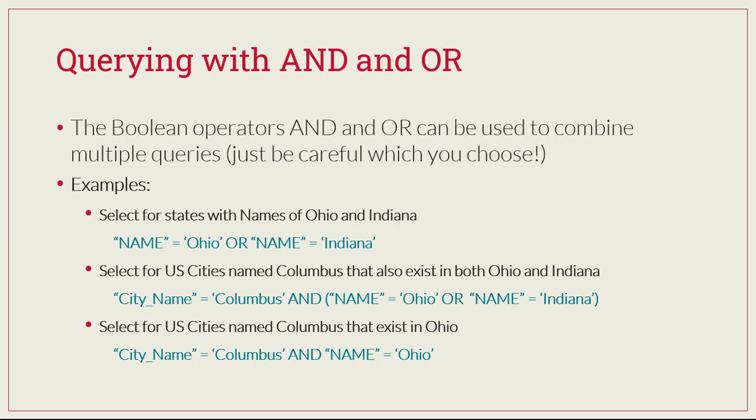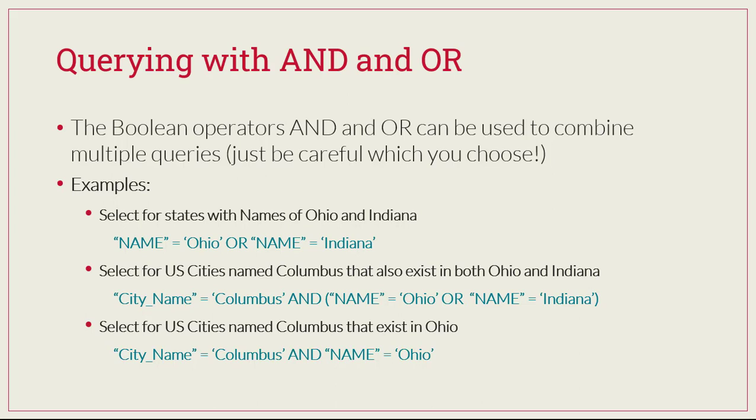So when we script that out here with our SQL query, we would have our field name is equal to Ohio or field name is equal to Indiana. Remember, when you do these and or logics, you have to repeat the field name. So field name is equal to one option or field name is equal to another option.